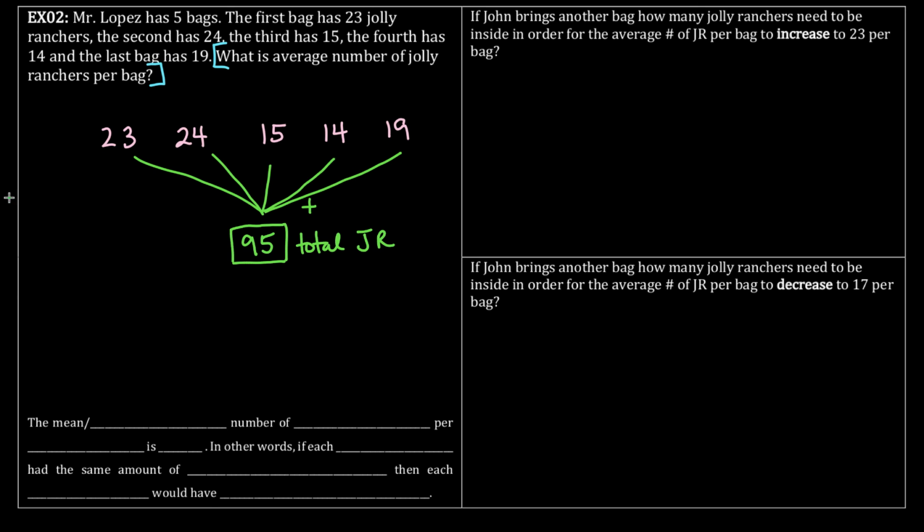If I were to split them up equally, then each bag, 1, 2, 3, 4, 5. If I were to split them up equally, how much would each bag have? Divided by 5. Each bag would have 19.